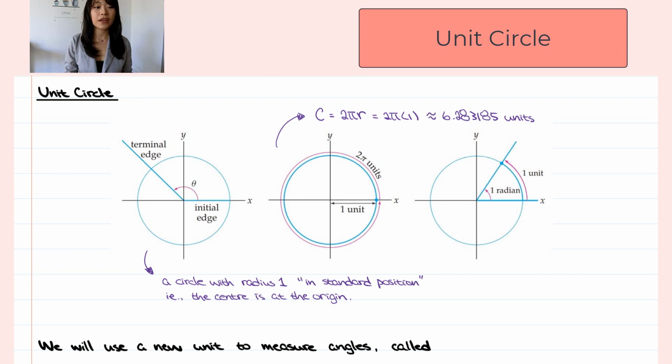But since this number is an irrational number, it is very hard to remember this, 6.28, 3185. So we are going to use another unit to measure the angle. Instead of 6.28, I'm going to use 2 pi for the circumference of this unit circle. And we call this unit radians. So it is also a unit to measure angle, just like the degrees. For one circle, which is 360 degrees, that equals 2 pi radians.